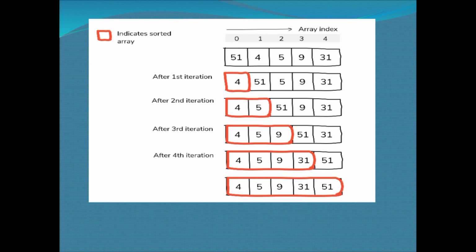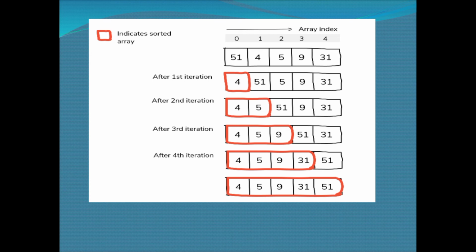Again I search for the next smallest element. It is nothing but 31. I swap 31 with 51. And after the fourth iteration, my list becomes 4, 5, 9, 31 and 51. I check once again if it is sorted or not. If it is sorted, I display the list. Okay, this is the simple process for performing the selection sort algorithm.